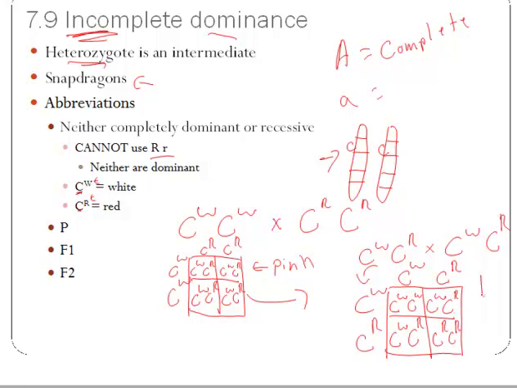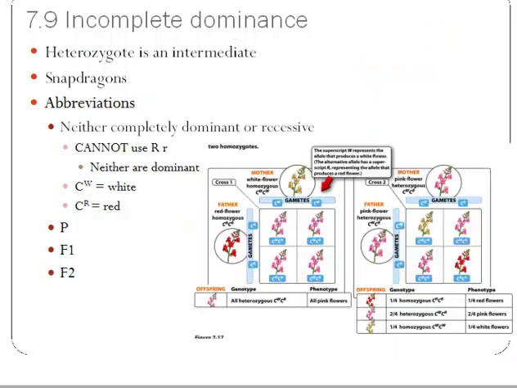So now we have a 1 white to 2 pink to 1 red ratio. So a 1 to 2 to 1 ratio, because we can see these heterozygous individuals in here. And that's incomplete dominance. And here's the figure from your textbook that shows crossing our white and our red gives us pink. Taking a couple of these pink ones out and crossing them gives us 1 white, 2 pinks, and 1 red. So 1 to 2 to 1 ratio.